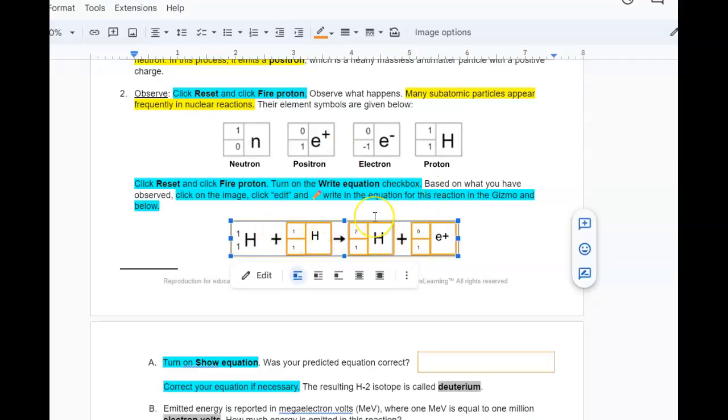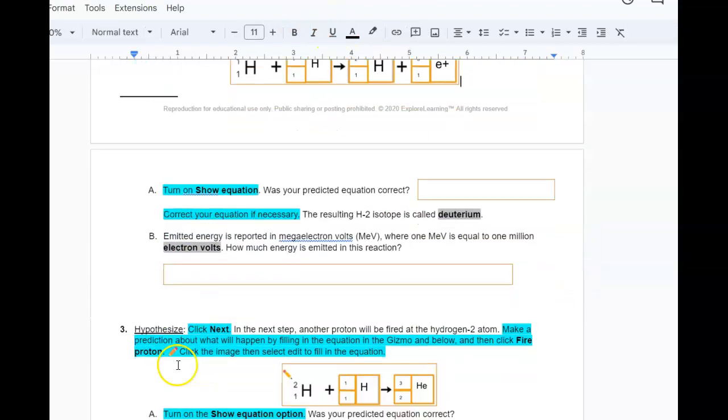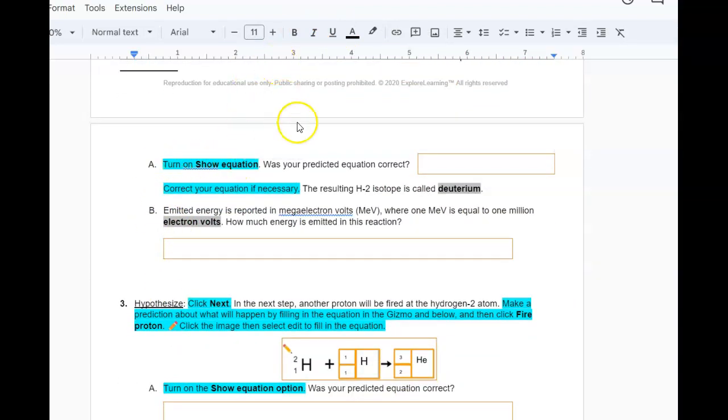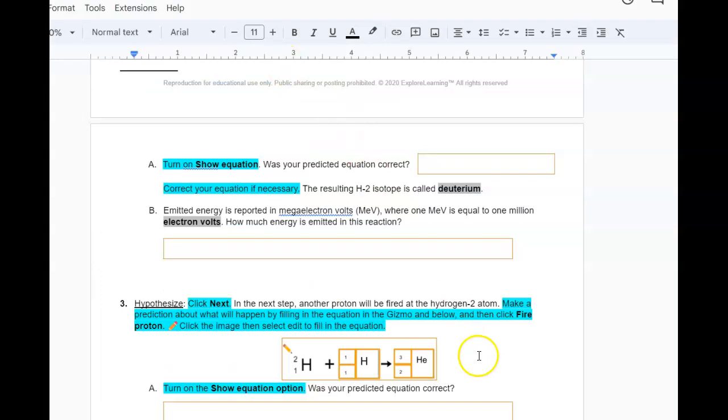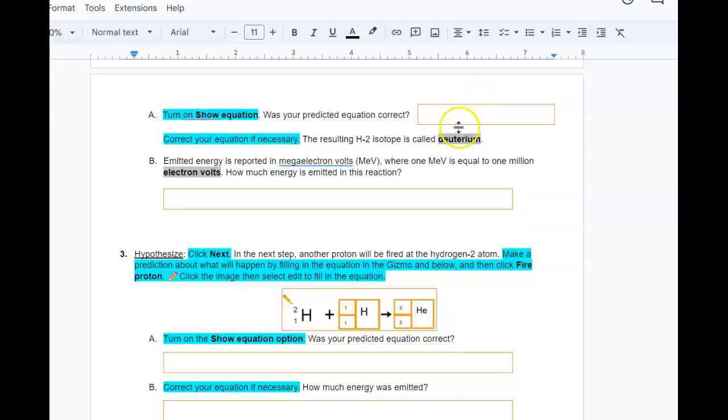So that was our equation we came up with. The next thing says, turn on show equation. Was your predicted equation correct? Turn on show equation, 1 over 1. And sure enough, we were correct. So that's a good thing. We'll write yes here. Correct your equation if necessary. We don't have to. It says the resulting H2 isotope is called deuterium. It is still hydrogen. It just goes by a different name, deuterium.